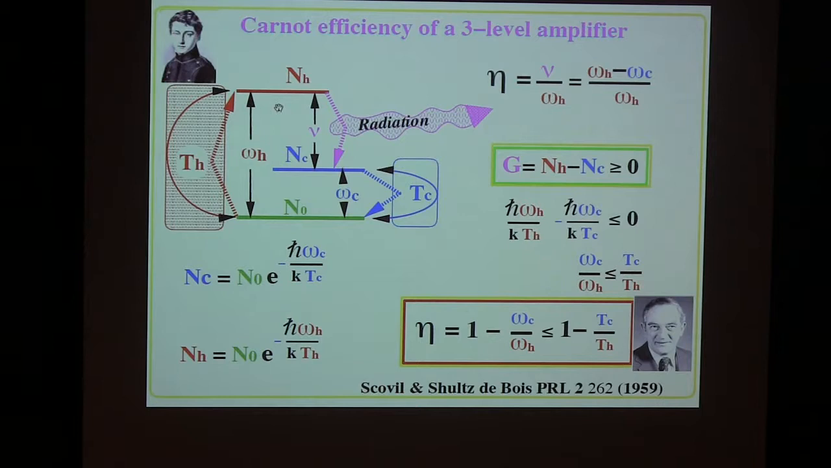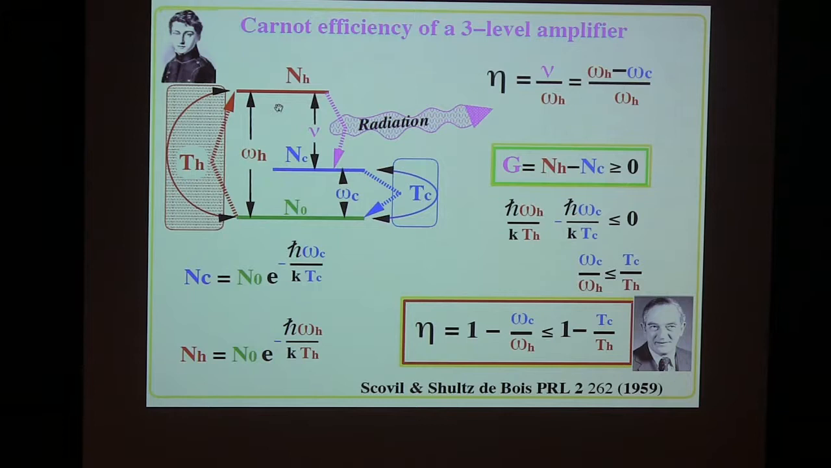So let's start with, I would say, the fundamental, very important example that is in this paper of Scovil and Schulz-DuBois, PRL number 2, 1959. And here we see the picture of Scovil. He was one of the developers of solid-state lasers. He was at Bell Labs. He wasn't anybody who was mainstream physics. And what does he say?